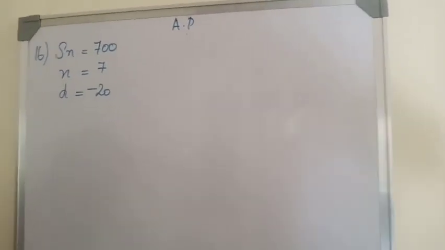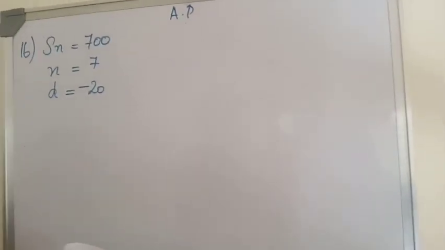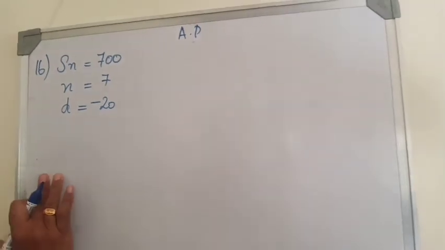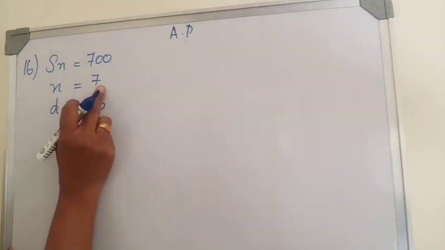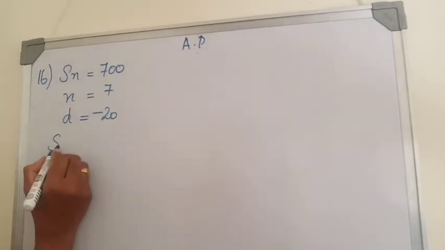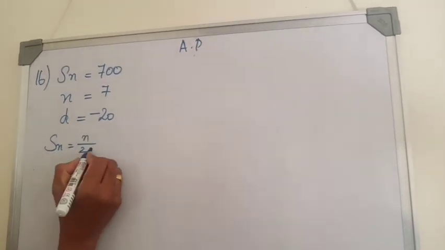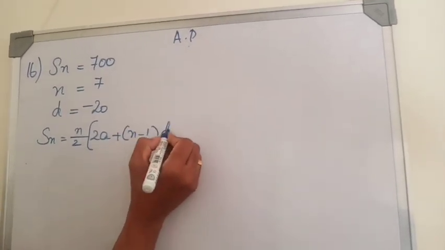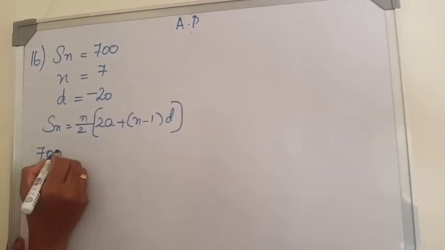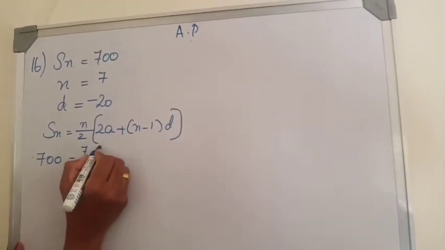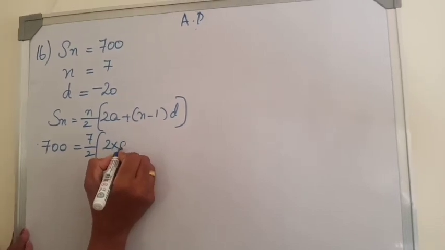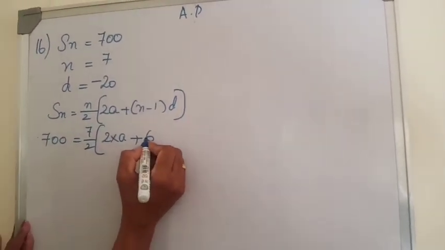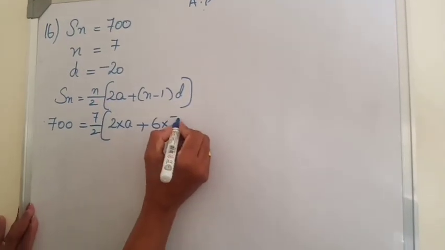Now, we have to find out the value of each of the prizes. Now, we have to find out from the first prize to the 7th prize. There are totally 7 prizes. So, we will write Sn equals N by 2 into 2A plus N minus 1 into D. Sn is 700. There are 7 prizes. First prize we don't know. Plus N is 7, 7 minus 1, 6. And what is D? It is minus 20.